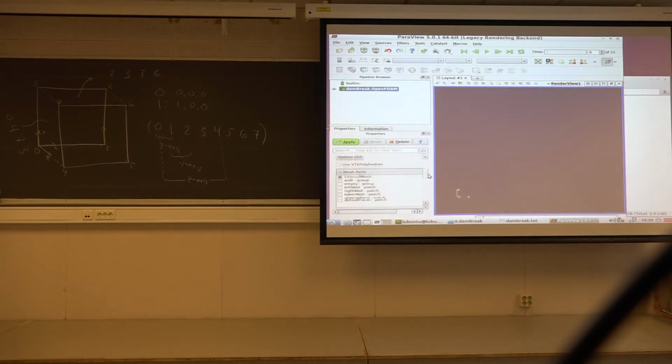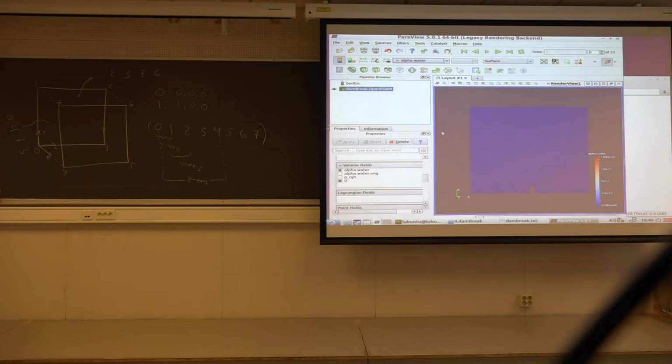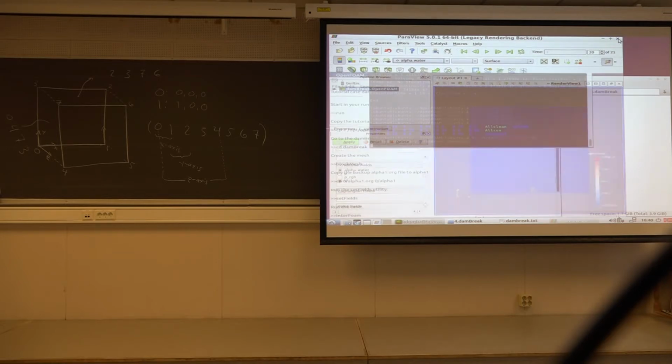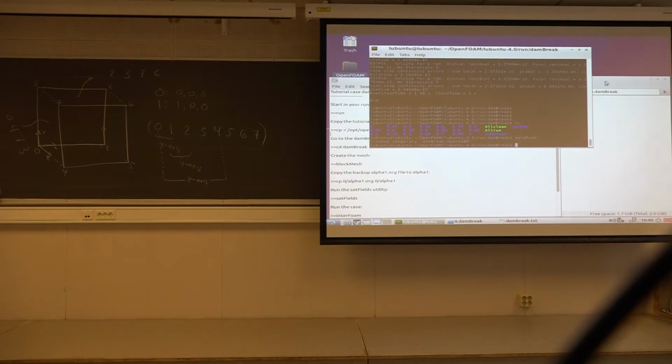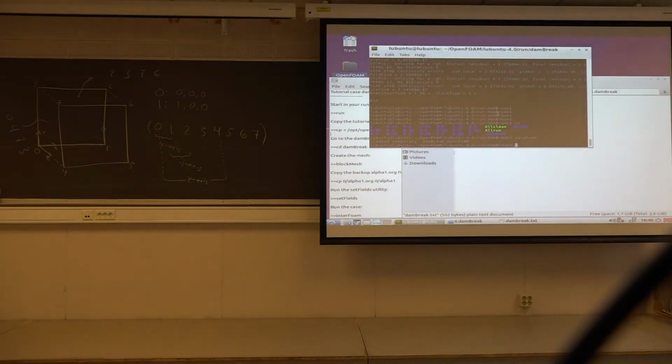Here you have to scroll down and choose this alpha.water. It has to be included and then apply, because I want to plot this alpha factor. No, it didn't work. Okay, I had a suspicion. Okay, then we have to exit, and then we have to, what do we have to do?